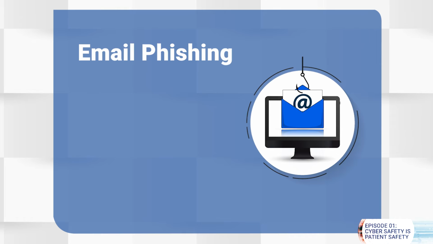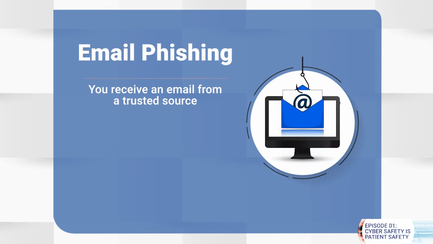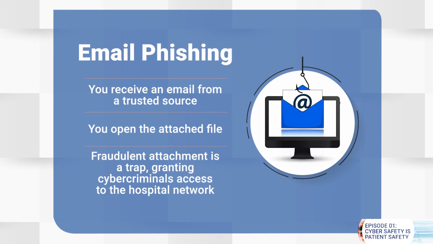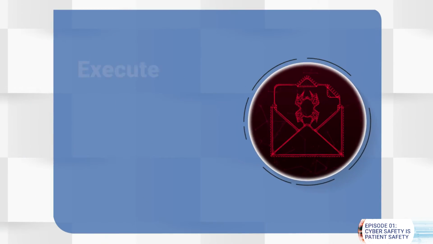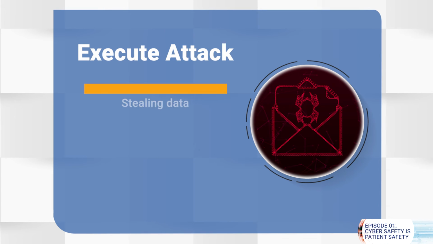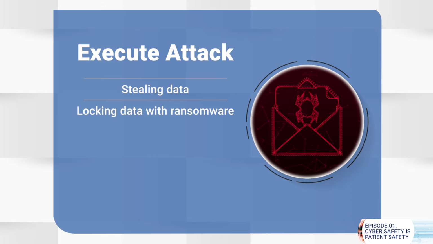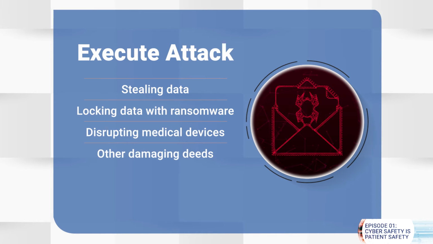So how do malicious hackers execute these attacks? Let's look at a couple common techniques. The most common method is called email phishing with a PH. Here's what happens. You receive an email from a trusted source, such as your boss or a colleague, and you open the attached file. Unfortunately, this fraudulent attachment is a trap, granting the cybercriminals access to the hospital network. Then, like a burglar roaming around a house unseen, they can secretly roam the hospital network, discovering where the valuable information and systems reside. After they complete their reconnaissance, they execute their attack, which may include stealing data, locking it up with ransomware, disrupting medical devices, and other damaging deeds.